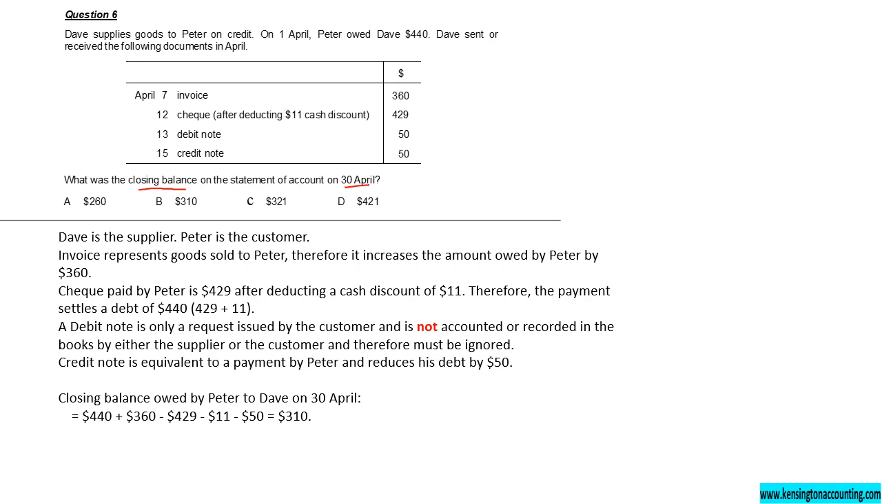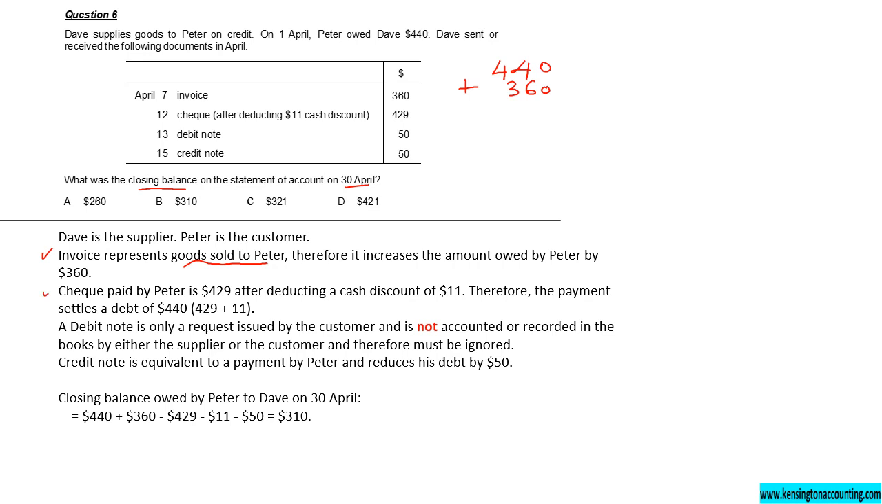First item is an invoice. Now, an invoice represents goods sold to Peter. Therefore the effect of an invoice is that it will increase the amount owed by Peter to Dave. Therefore we have 440 in the beginning. This 360 would increase the amount owed, so it's an addition.